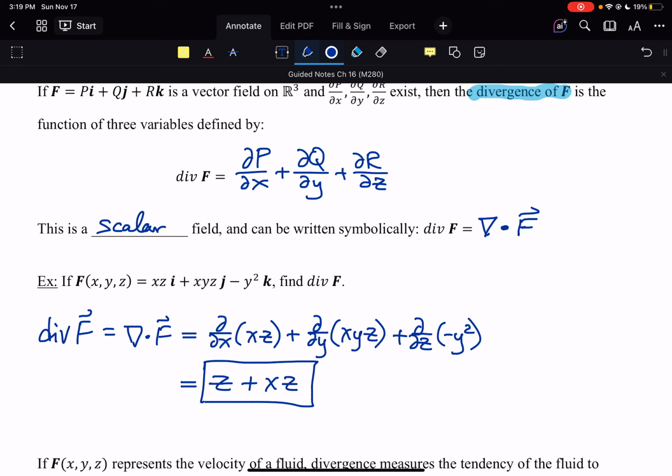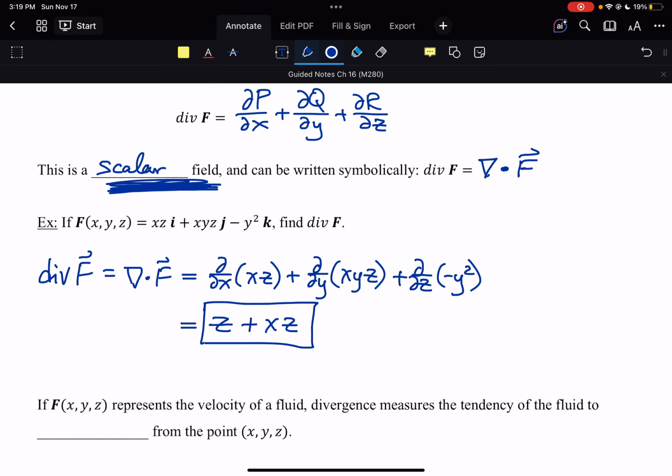Okay, so the divergence, again, produces a scalar field, not a vector field. These results no longer have i, j, k. They are not components of a vector. They are their own scalar values, which we could then plug a point into and get out a number. So divergence is going to produce a number, whereas the curl produces a vector.